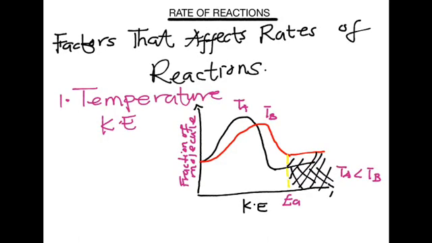So temperature increases the kinetic energy of the reactant molecules. It makes them greater than the activation energy, and then we have an increase in products. And once that happens, it increases the rate of the reaction. So that is what temperature does.